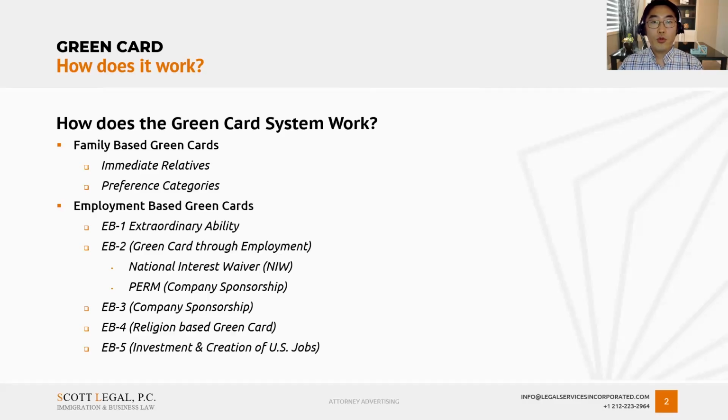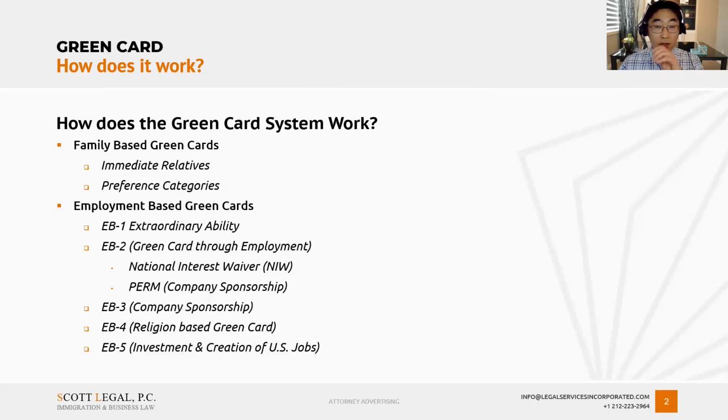So the first thing we need to talk about is how the green card system works in the United States. The US green card system is quite different from other countries. For example, in Canada, they use a point-based system, which gives points for different things like education, language ability, work experience, age, and other factors.